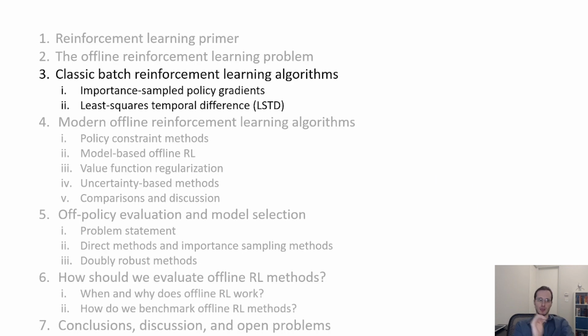All right, so in the next section of the tutorial, let me talk a little bit about a number of classic batch reinforcement learning algorithms, basically how people have thought about these problems in the past, and then afterwards, we'll talk about some modern algorithms that strive to address some of these distributional mismatch problems.